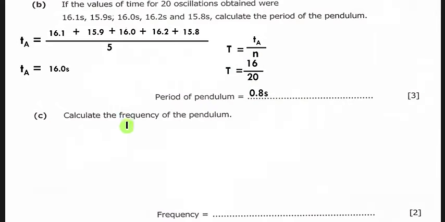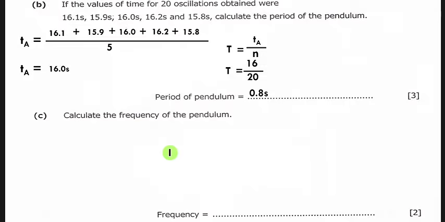So C: calculate the frequency of the pendulum. By definition, frequency is the number of complete oscillations made per second. But remember, the period of the pendulum is the time taken for one complete oscillation, while for the frequency, we are saying it is the number of oscillations per second. So they are opposites.